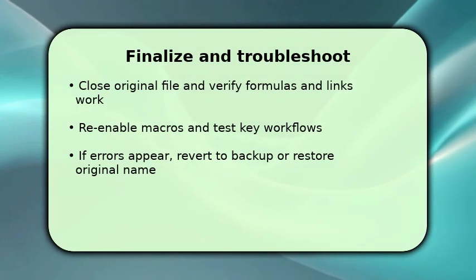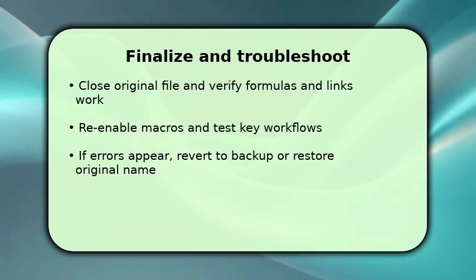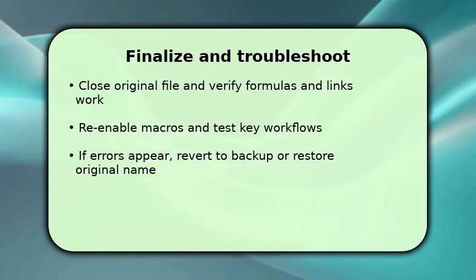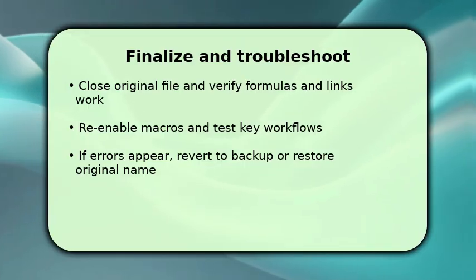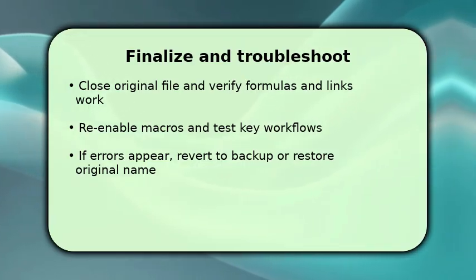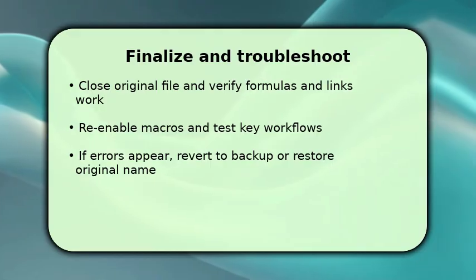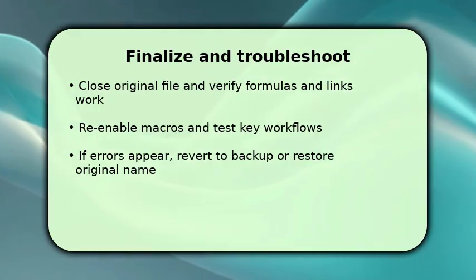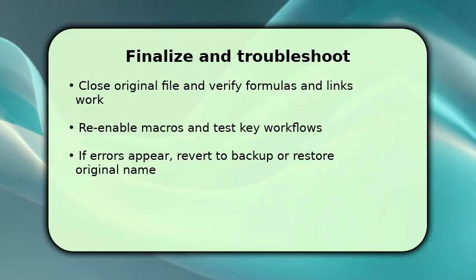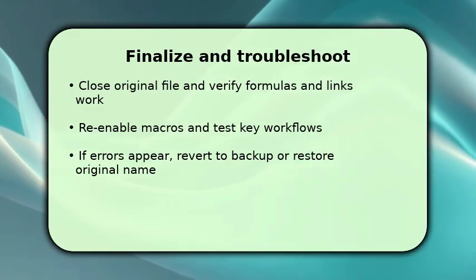You finish by closing the original file and testing the renamed workbook. Open key sheets, verify formulas, and confirm links update correctly. Once done, re-enable and run macros to ensure they still reference the correct name or path. Update any hard-coded names in VBA if needed.